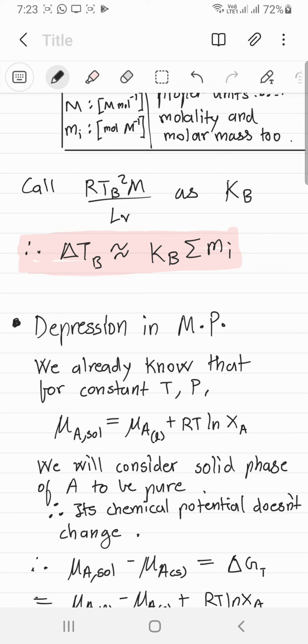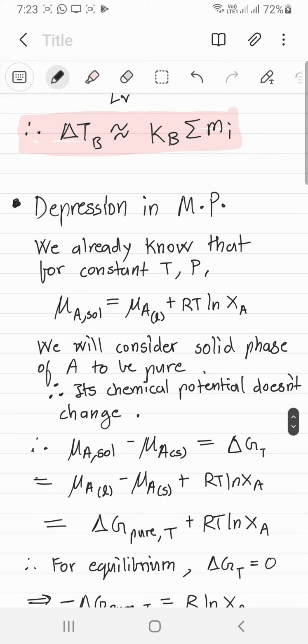From that we can say that delta T, which is the elevation in the boiling point, is approximately this constant KB times the combined molality of the solutes. And similarly you have a depression in melting point when you put impurities into the solvent.